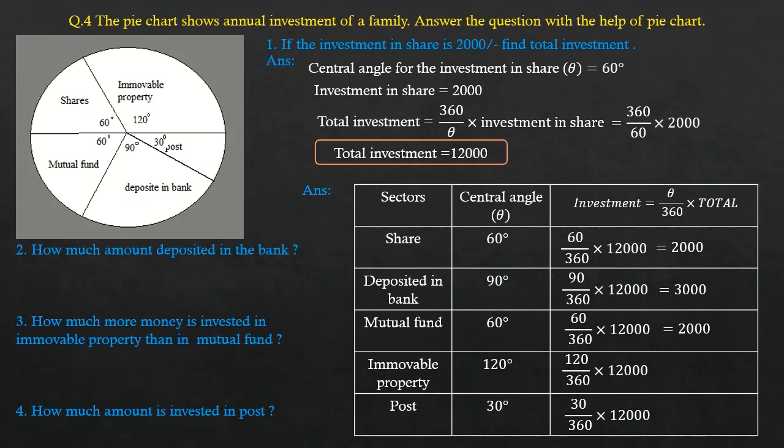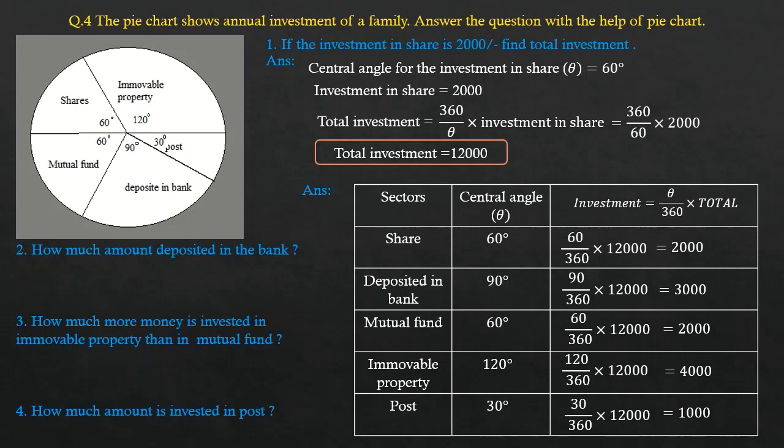Next, immovable property, we simplify, gives you the answer as 4,000. And simplification for post, which has the central angle 30 degree, when we substitute, gives you the answer as 1000. So now we have data for all the sectors. One by one we can write the answers.